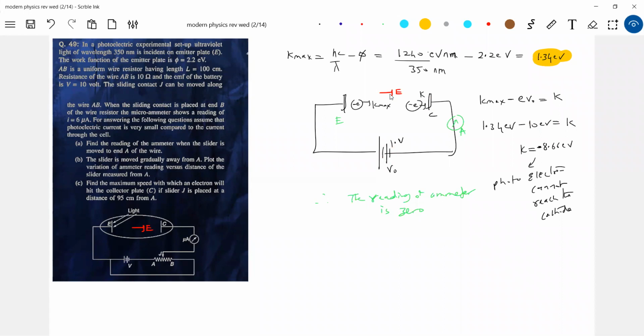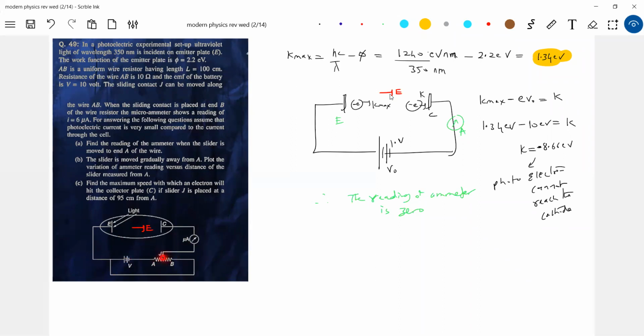So here what it is telling is, this is like a potential divider you can take. This will be 10 volt only. I can't change this one. So as I move this, when the jockey is here, how much of the 10 volt will drop here? As I start moving, a current will flow.